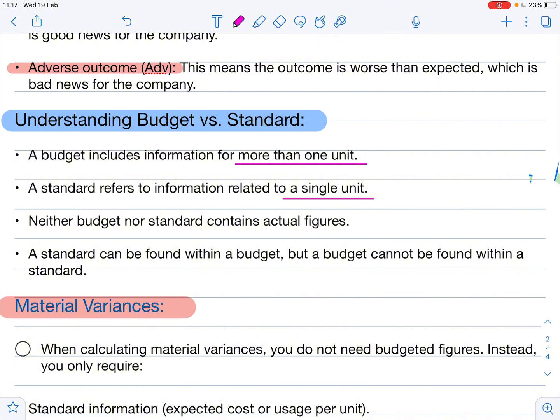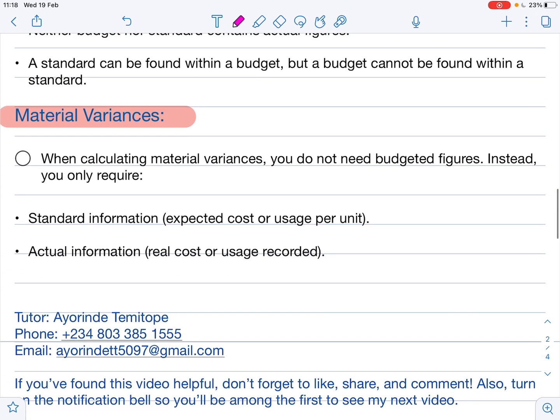Okay, a standard can be found within a budget. So in your budget, you can find your standard. But in your standard, you cannot find your budget. So it says that a standard can be found within a budget, but a budget cannot be found within a standard. I'm going to demonstrate all of this to you.